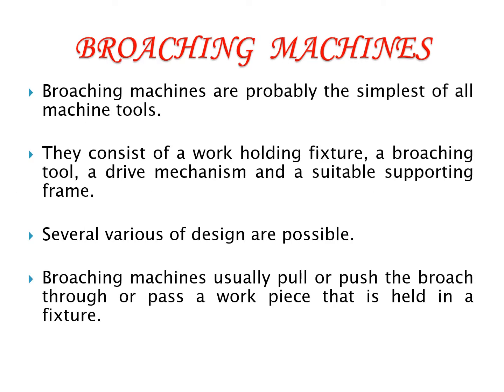Broaching machines. Broaching machines are probably the simplest of all machine tools, in that they consist of a work holding fixture, a broaching tool, a drive mechanism, and a suitable supporting frame. Several designs are possible for the broaching machine. Broaching machines usually pull or push the broach past a workpiece that is held in a fixture.